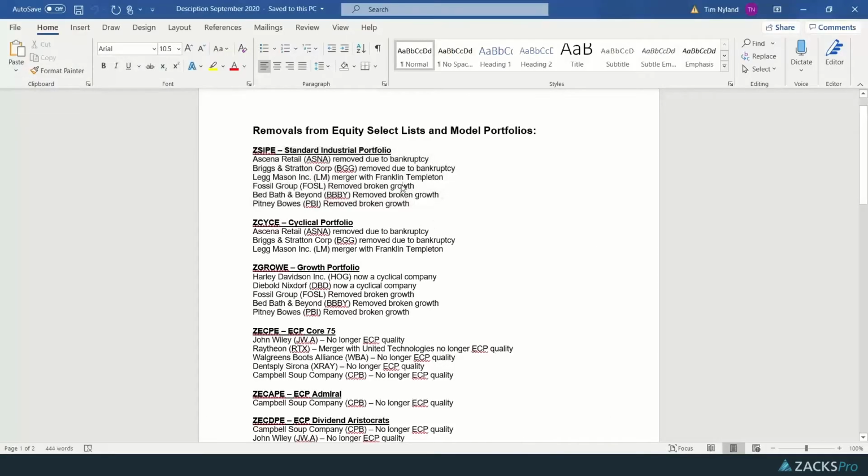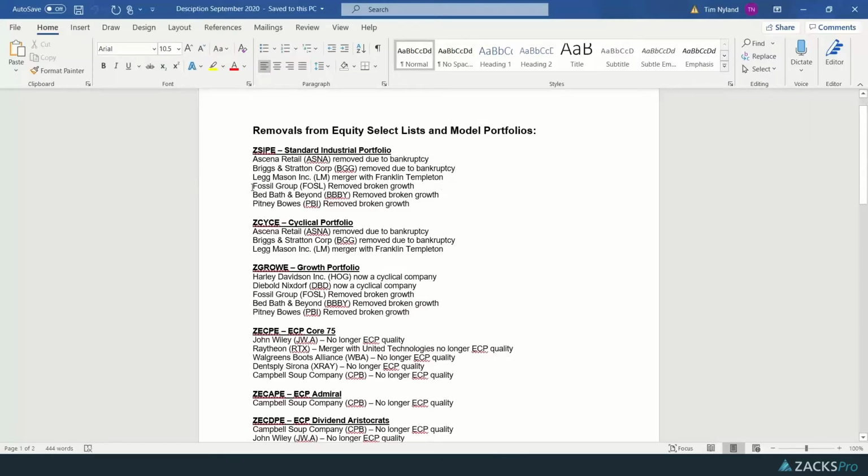Okay. So I want to bring everyone's attention very quickly to the removals from the equity select list. Ascena Retail Group, it's very sad what's happened to the retail space. This name, along with Briggs & Stratton, was removed basically due to bankruptcy, right? So this was Ann Taylor, The Loft, Lane Bryant. They're basically a specialty retail holding company. They own a few more names as well. Legg Mason ended up merging with Franklin Templeton.